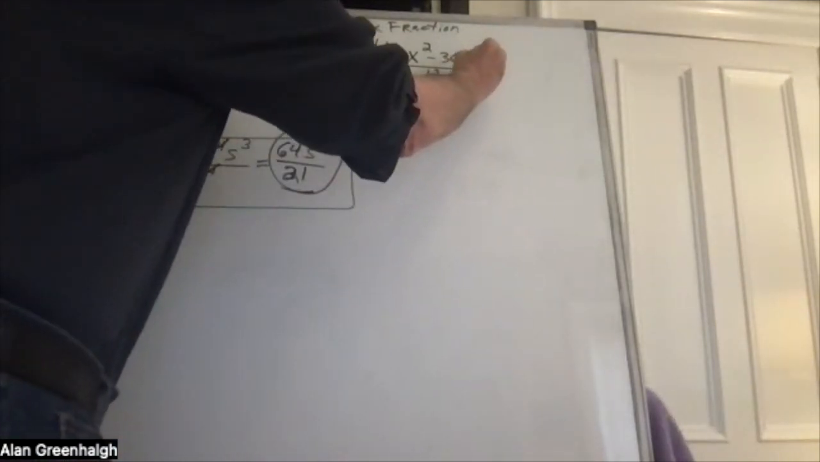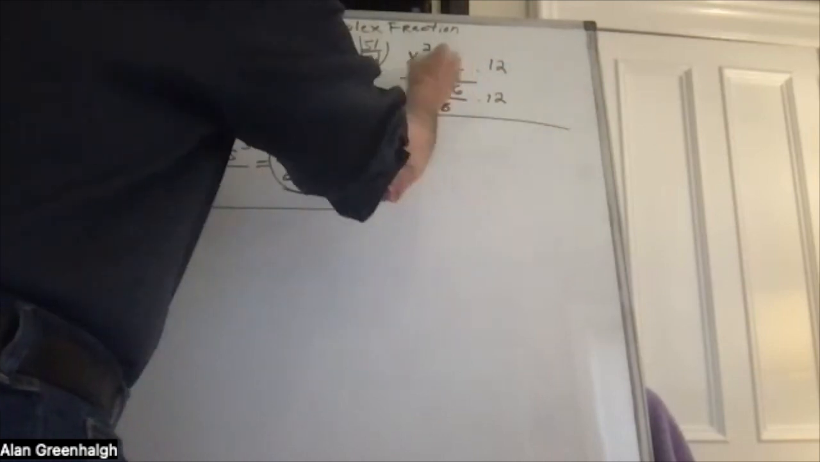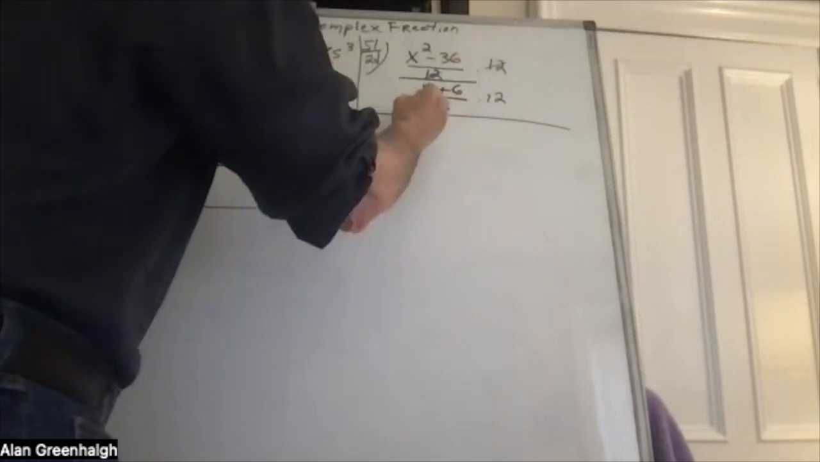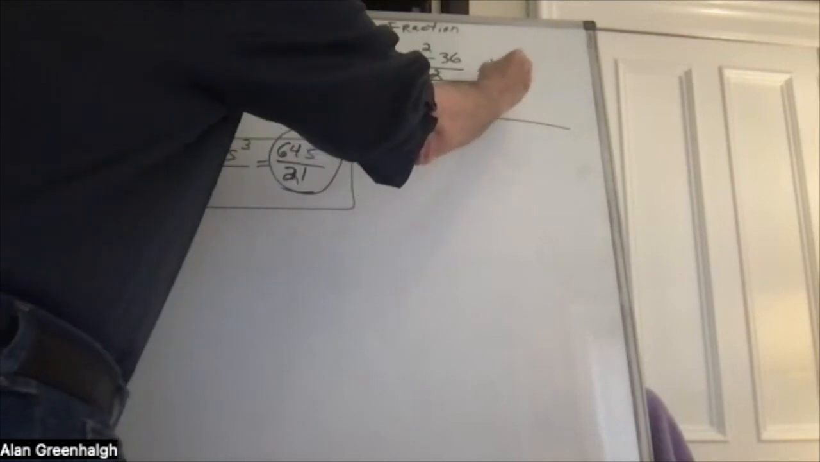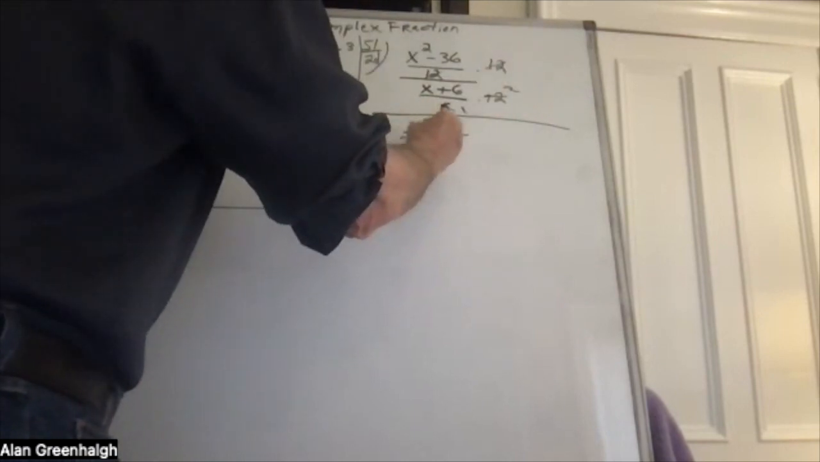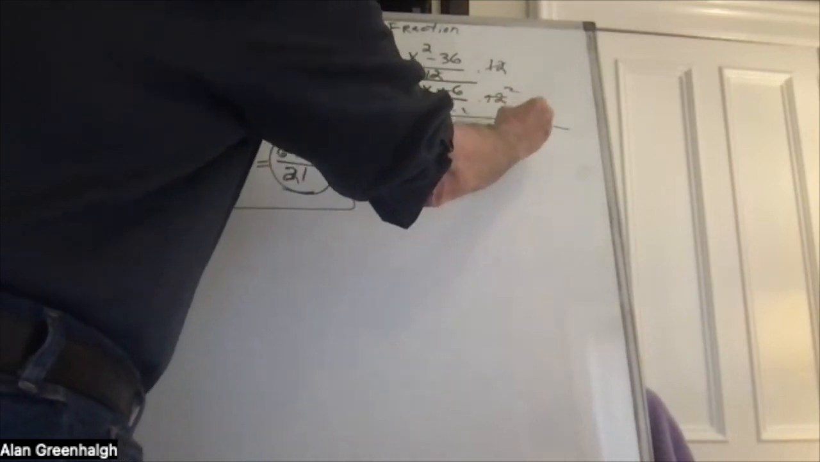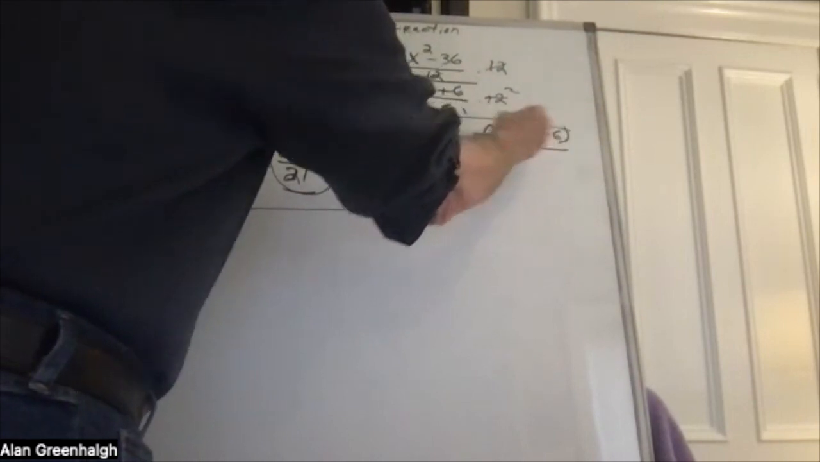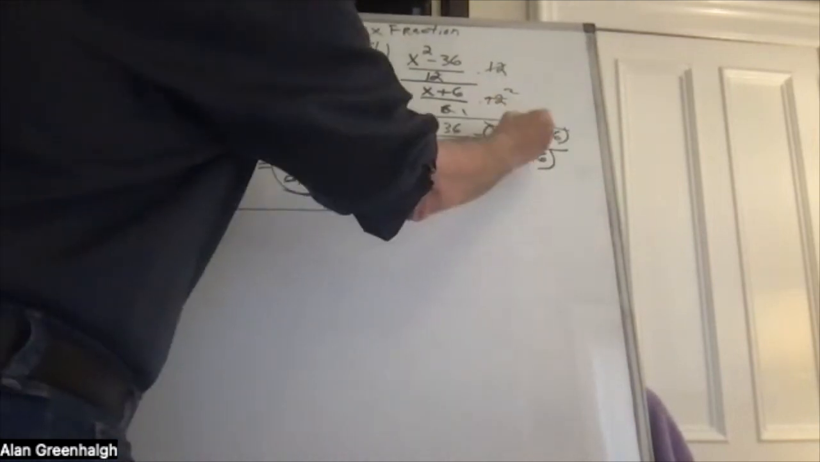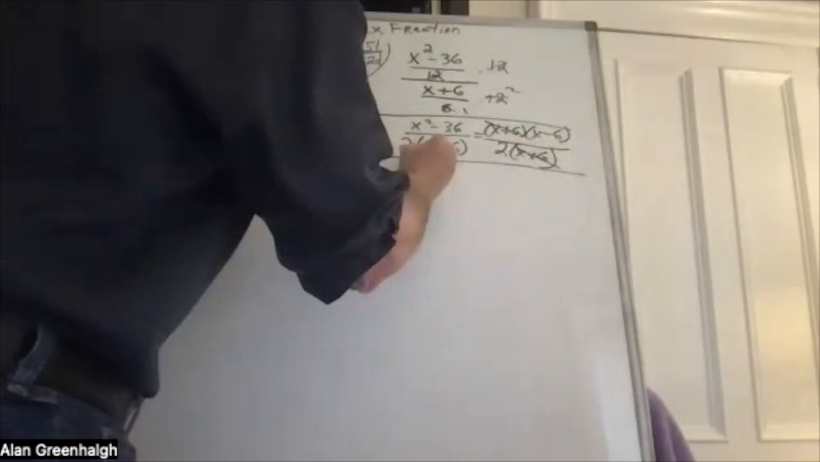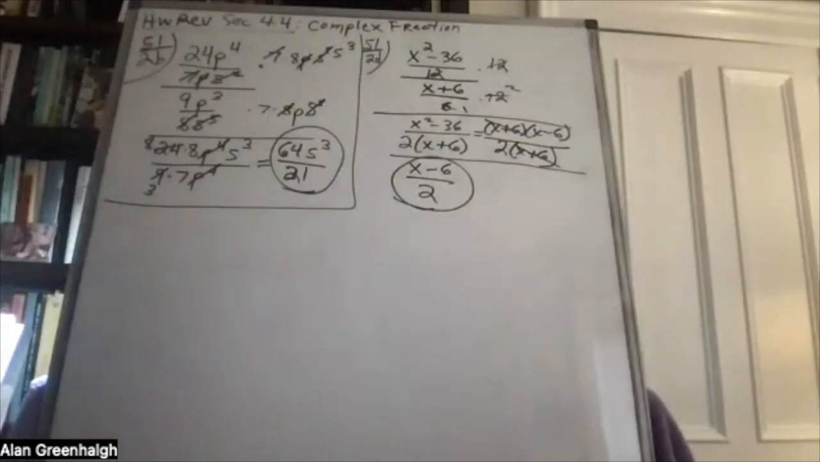So we could multiply by 12. And this will give us 12 into 12 is just x squared minus 36. 6 into 12 is 2, so that'll be 2 times x plus 6. And this, of course, is x plus 6, x minus 6, divided by 2 times x plus 6. And you could see that now this cancels out, and we're left with x minus 6 over 2. That's the answer to the question.